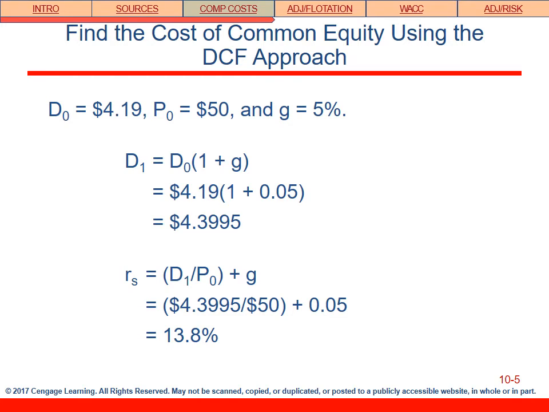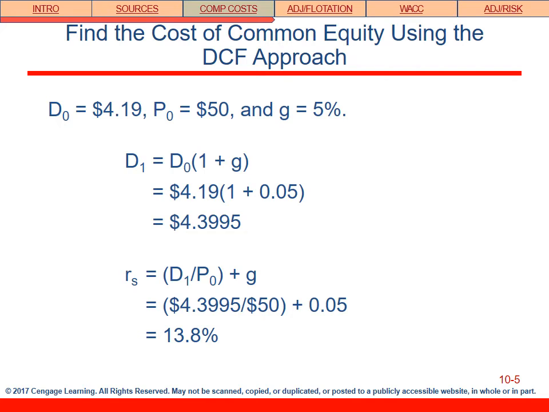Using the information for the discounted cash flow approach, where the firm's last dividend was $4.19, its current price is $50, and the growth rate, the constant growth rate, is 5%. Well, that growth rate, we know from Chapter 9, is the constant growth rate in dividends, earnings, and price. So certainly, if we're going to use this formula, we need the next dividend to be paid by Coleman Technologies. Well, we're going to increase the $4.19 by 5%. That's our next dividend.